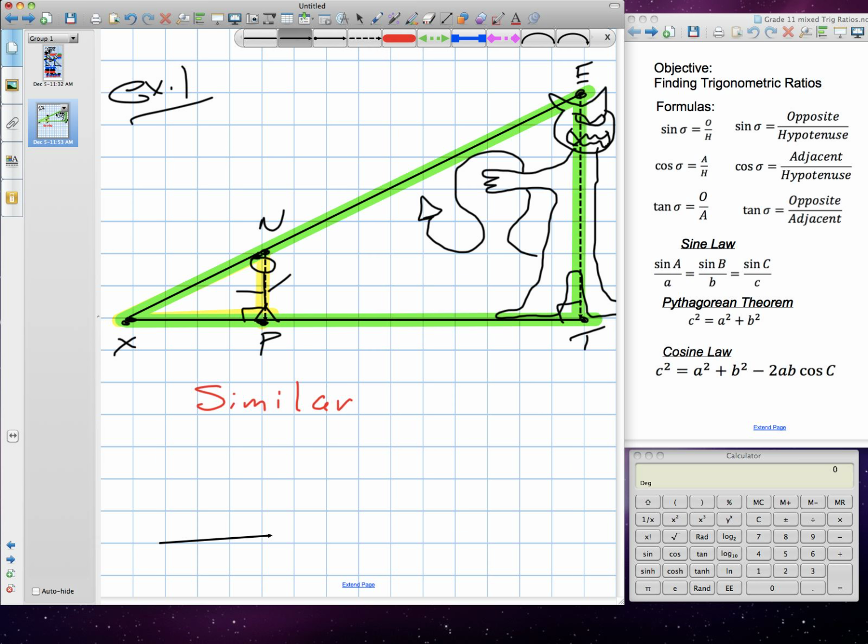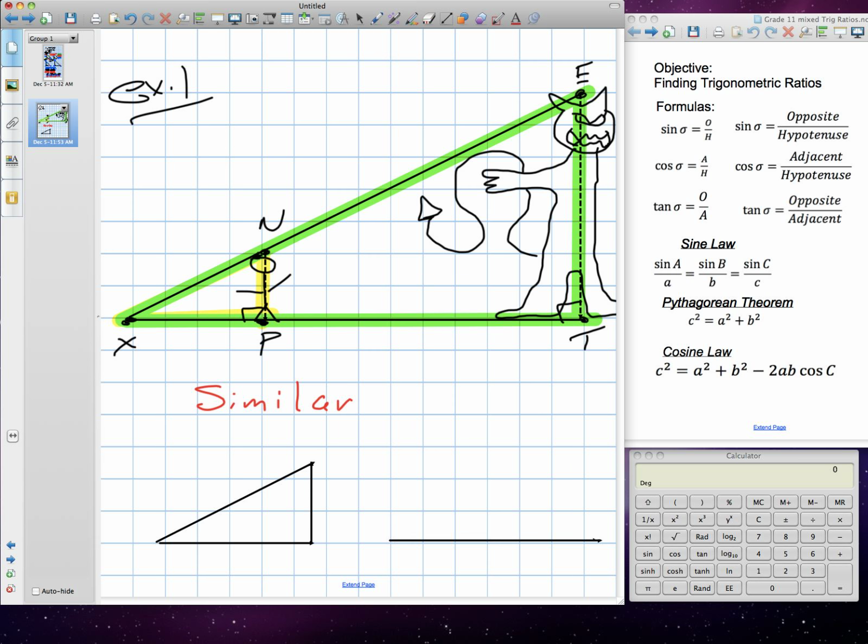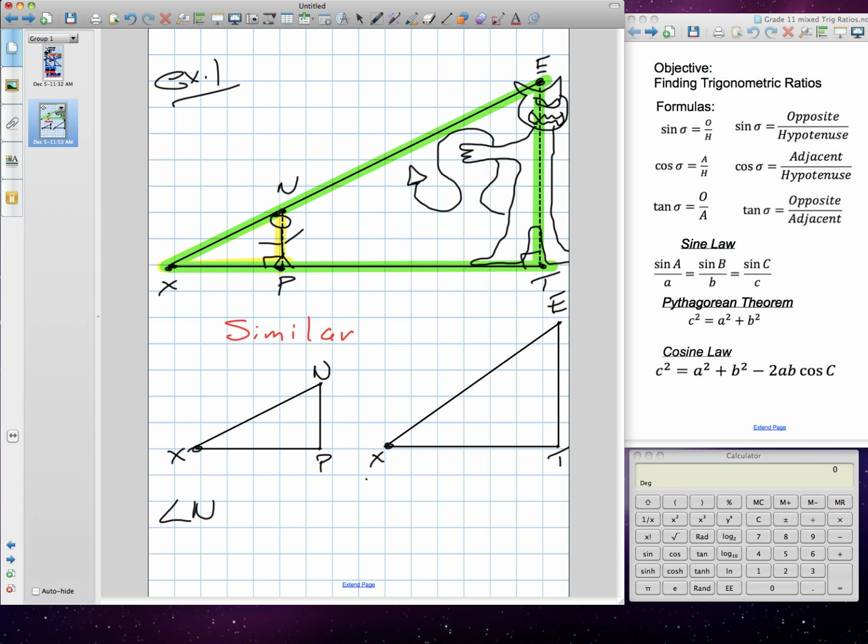Now I'm quickly going to recreate the two of them. I'm going to shrink the other one down a little. So these aren't to scale, but we do know they're similar triangles. And what I'm going to do is very important. I'm going to name them. This will be considered point X. This would be point P. And this is point N. Now I know this isn't to scale of the green highlighted one above, but this is our X, T, and E.